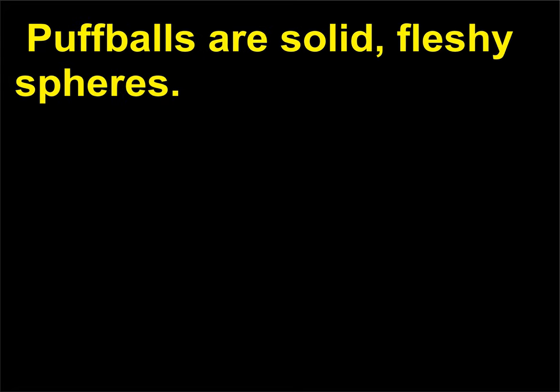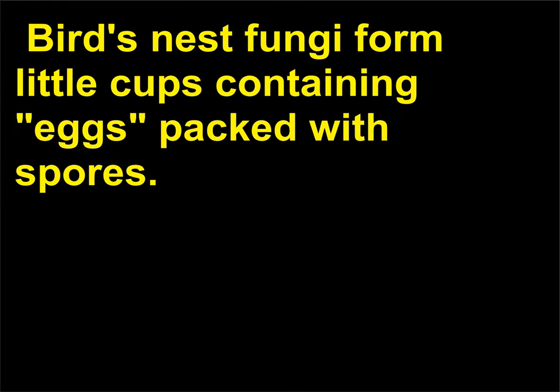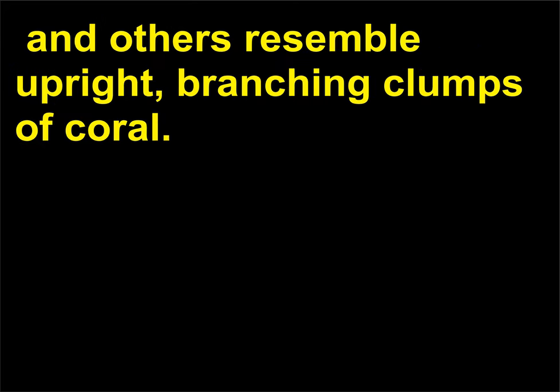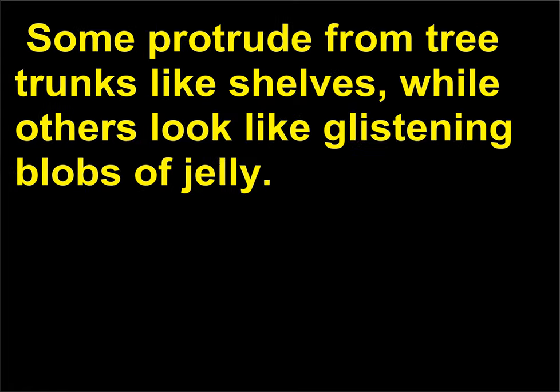Puffballs are solid, fleshy spheres. Bird's nest fungi form little cups containing eggs packed with spores. One kind of fungus looks like a head of cauliflower, and others resemble upright, branching clumps of coral. Some protrude from tree trunks like shelves, while others look like glistening blobs of jelly.